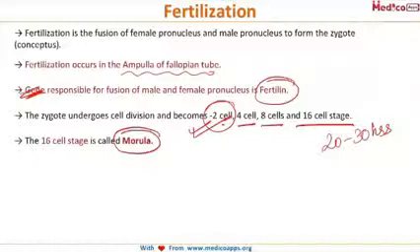Until this stage, the total cell mass is not increased, and thus the zona pellucida, I told you, remains intact. And this entire process is occurring in the fallopian tubes. So, where does the zygote get its nutrition from? It is from the secretory cells of the fallopian tubes, in the form of pyruvate.